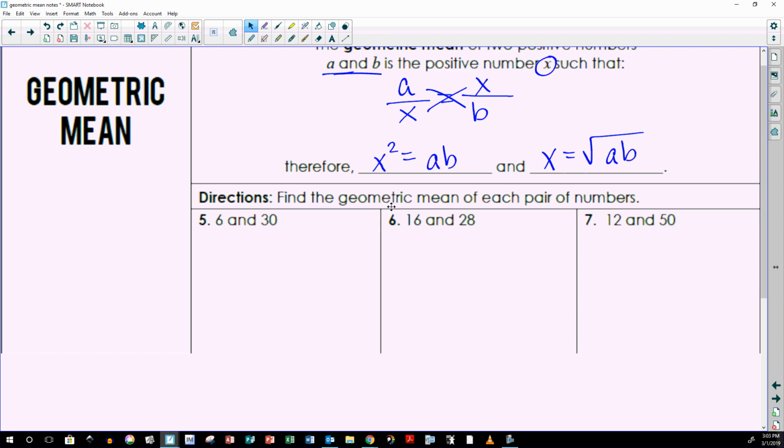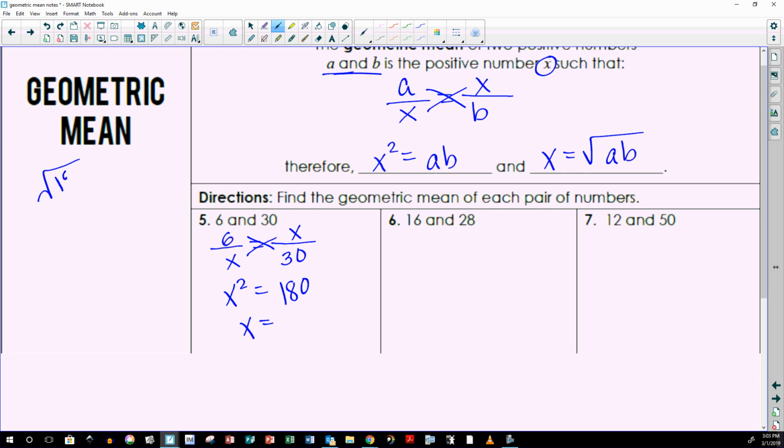Now we are going to find the geometric mean of these 3 pairs of numbers. All you have to do is set up a proportion, put the geometric mean in the top and the bottom, and put the other 2 numbers in the other 2 slots. Then you cross multiply, take the square root, and make sure that when you take the square root of both sides, you are simplifying your radical. So this is going to be the square root of 36 and the square root of 5, because the first number has to be a perfect square from our list of perfect squares. So this would be 6 square root of 5.